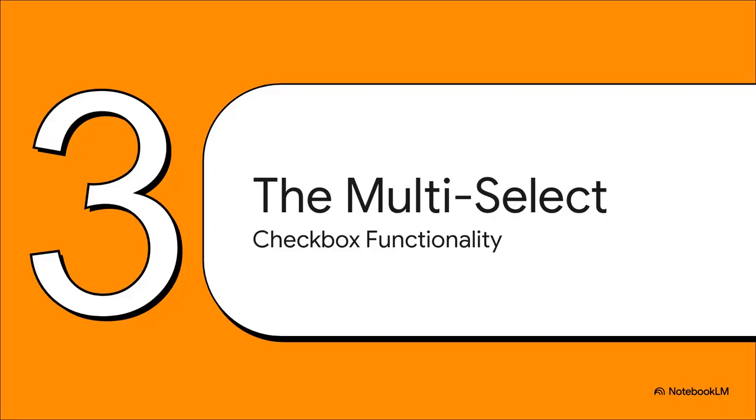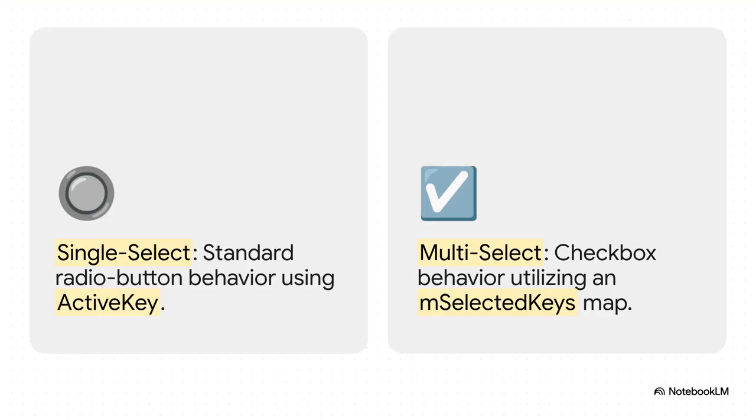Part 3, the multi-select feature. Let's talk about how the checkboxes actually function. So here we're directly contrasting standard single select behavior with the highly requested multi-select capability. By default, the filter acts like standard radio buttons. You click one option, the previous one deselects, and the choice is stored in an active key string.